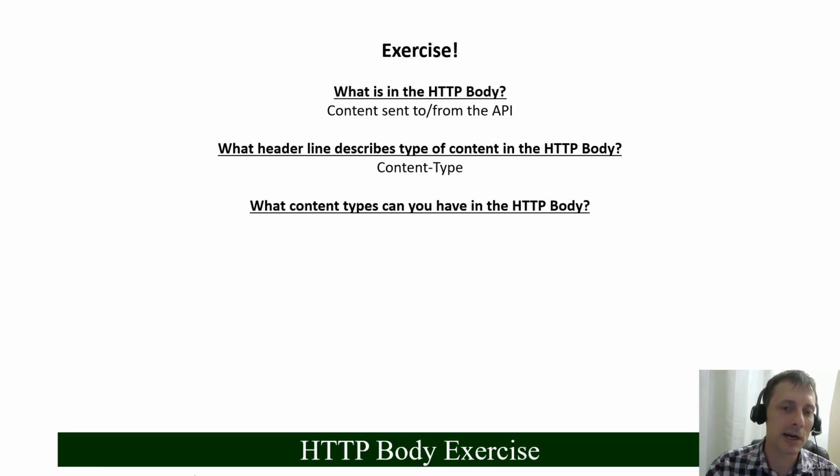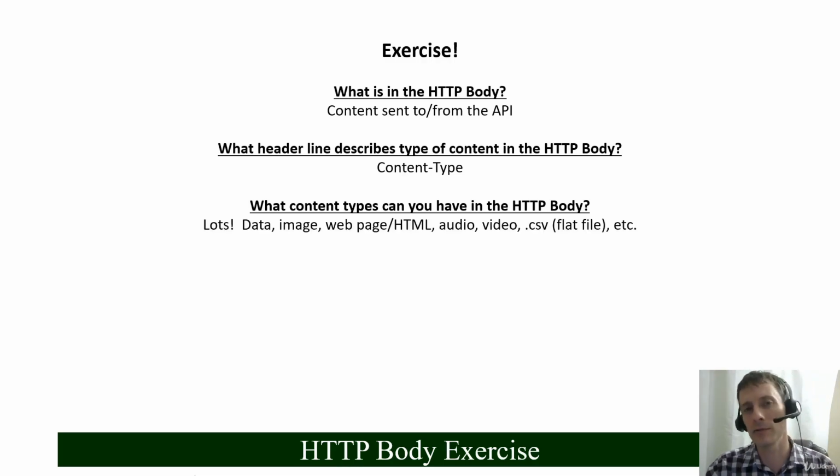Next question. What content types can you have in the HTTP body? Many. You could have data, you can have an image, you can have a web page, HTML, you could have audio, you could have video, you could have a flat file, many things. You could either send it to the API or get it from the API.